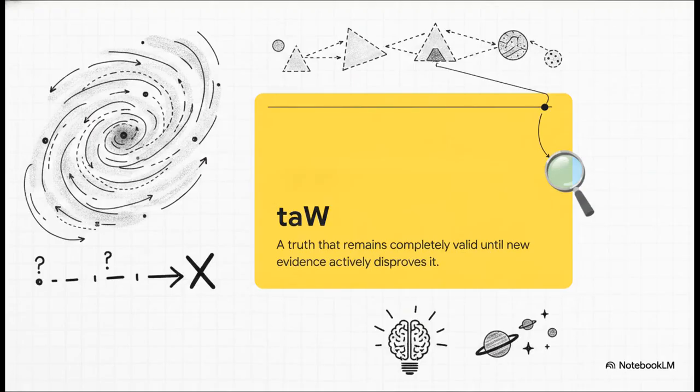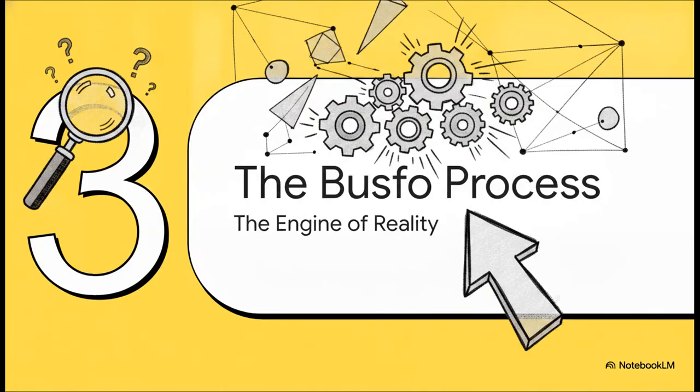Now, the really crucial point here is how the NKE framework totally sidesteps Gödel's theorem. It does this by adopting something the text calls a temporary absolute truth, or Tao for short. Basically, this is a working truth that we agree remains completely valid and operational right up until new evidence actively disproves it. It's incredibly pragmatic. It allows us to confidently investigate the universe step by step, instead of sitting around waiting for some impossible state of mathematical perfection.